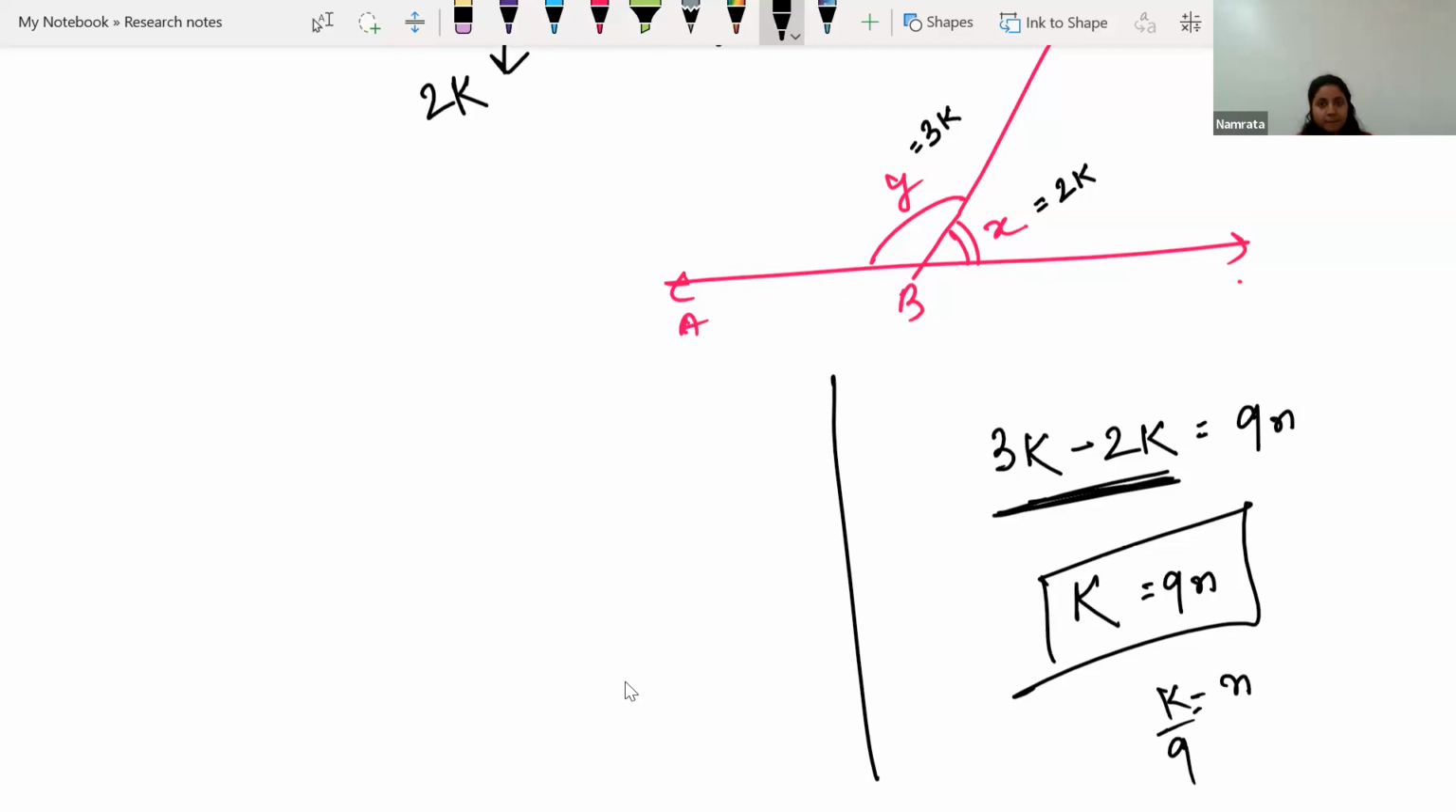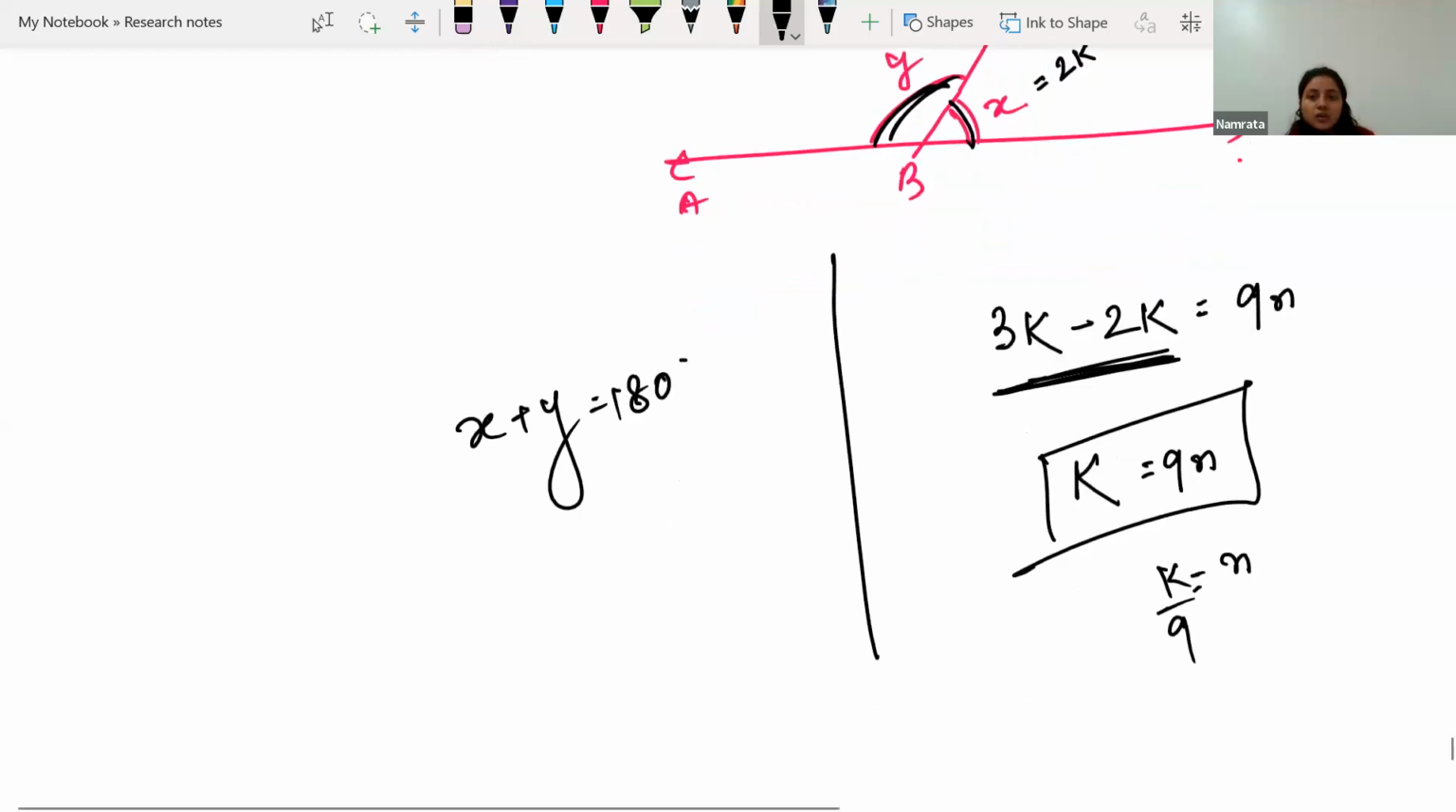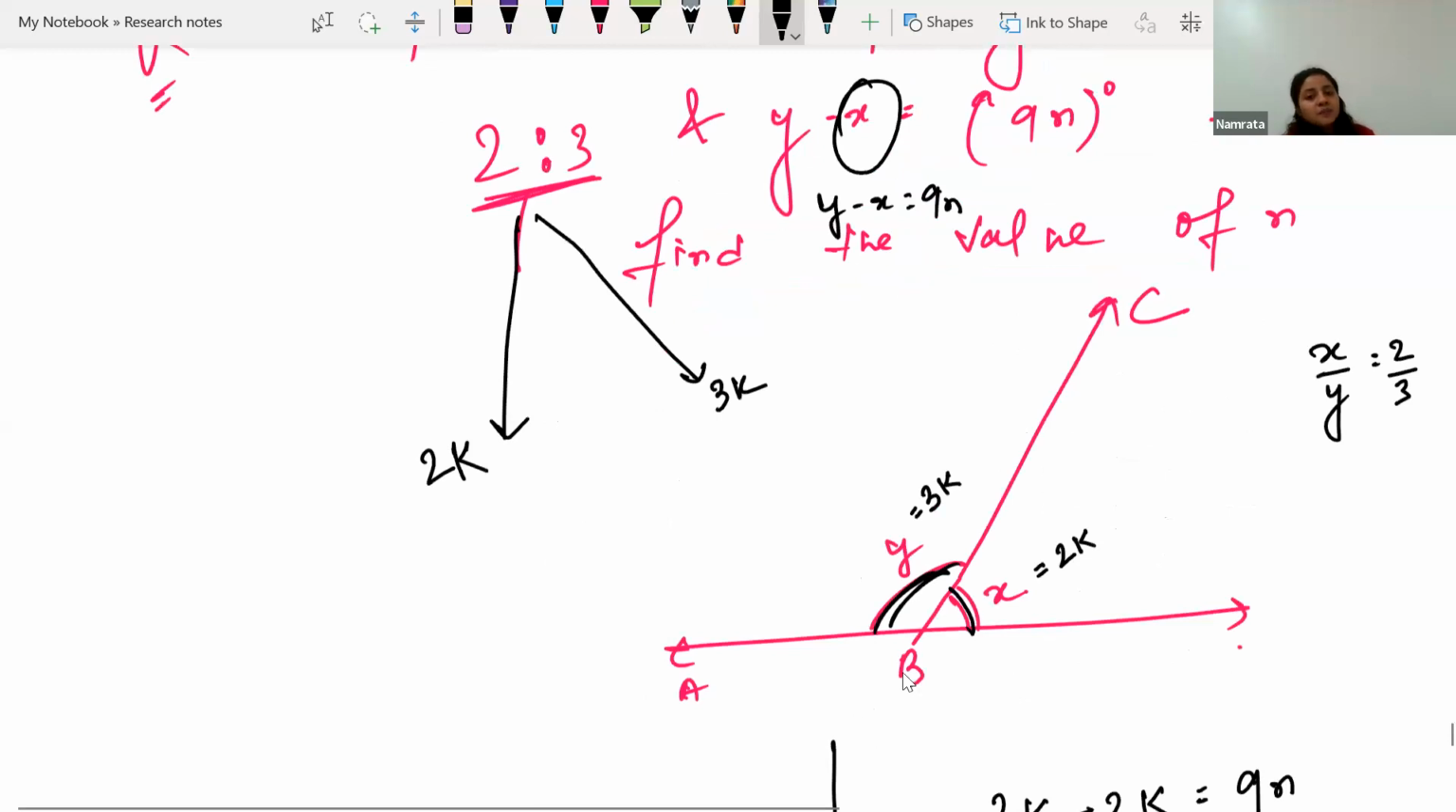Can we take x plus y equals 180 degrees, a linear pair? On a straight line there is a ray. Here you can see a straight line, and on that straight line there is a ray BC. So can we say x plus y is equal to 180 degrees, linear pair? Yes.